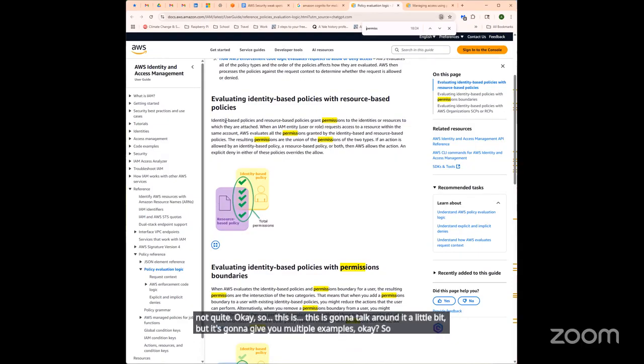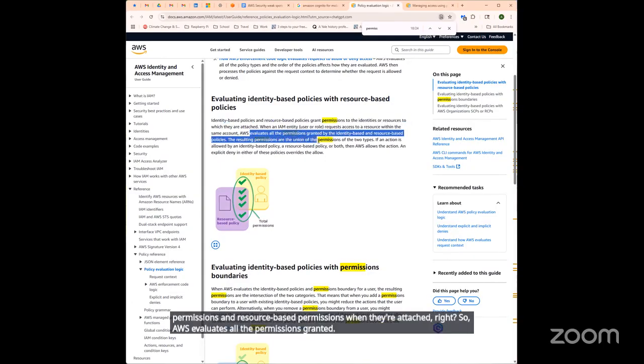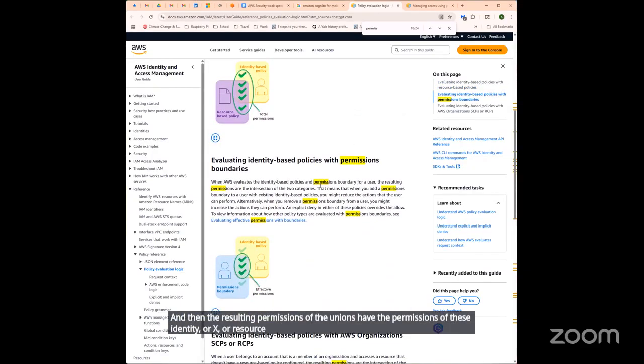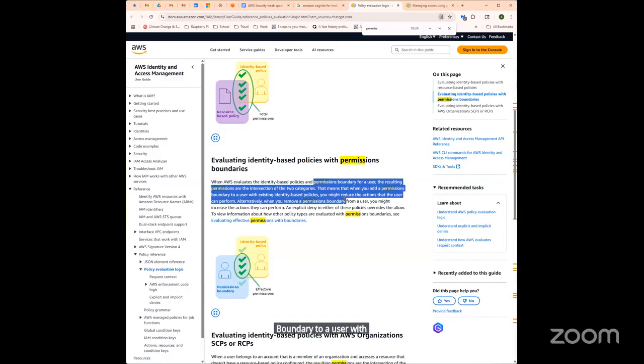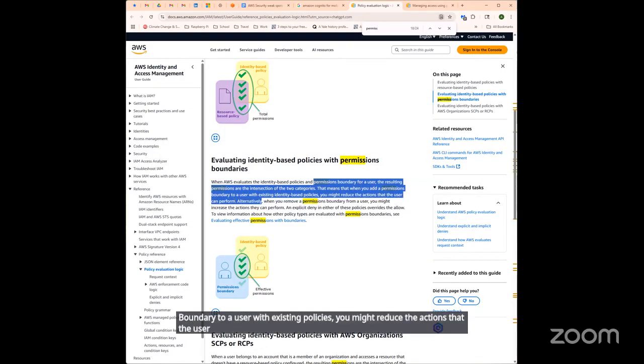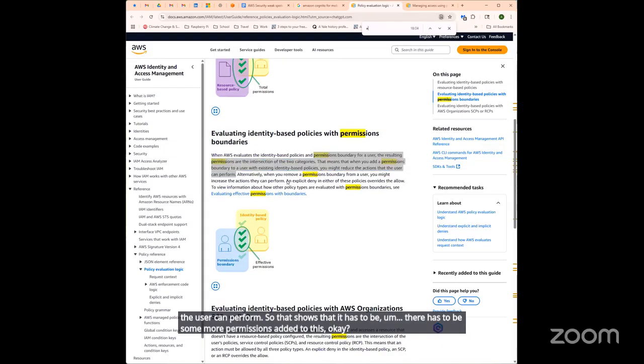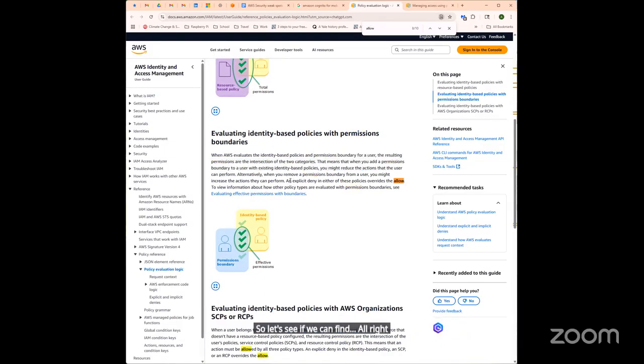Okay, so it shows identity and resource-based permissions when they're attached, right? AWS evaluates all the permissions granted, and the resulting permissions are the union of the permissions of these identity or resource-based policies. Then it looks for the permissions boundary of the user, resulting in permissions. When you add a permissions boundary to a user with existing policies, you might reduce the actions that the user can perform. So there has to be some more permissions added to this. All right, and an explicit deny in either of these policies overrides the allow.